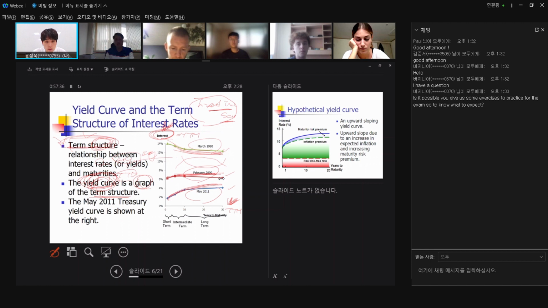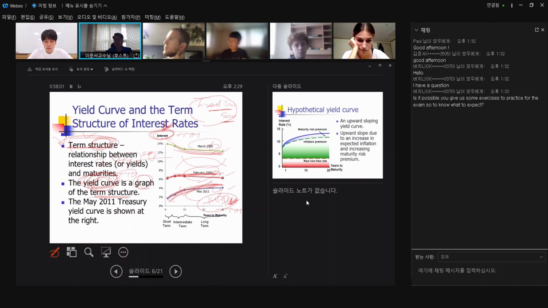Which one is the most popular shape? The blue one, red one, or the green one? Blue one, exactly, right? The upward slope is most popular due to the maturity risk premium. So the longer the maturity, the higher the risk, as I told you.